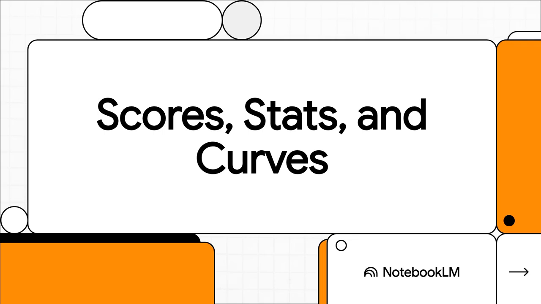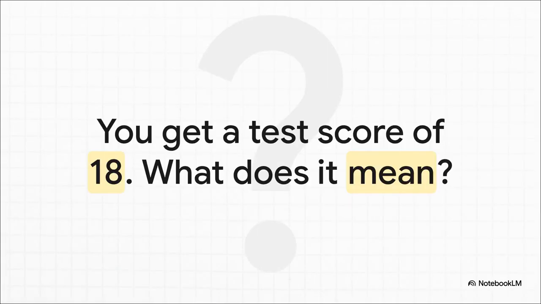Hey, we've all been there, right? You get a test result back, you stare at this number, and you just wonder, what does it actually mean? I mean, a 5 on one test can be amazing, but a 50 on another could be a total disaster. Well, today, we're going to pull back the curtain and demystify test scores. We're going to learn how to translate those lonely numbers into something that really makes sense. So let's dive in.